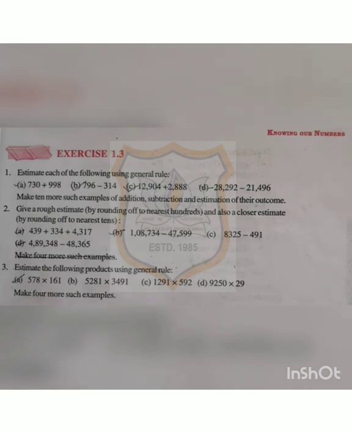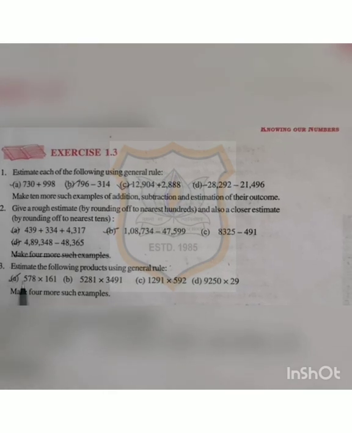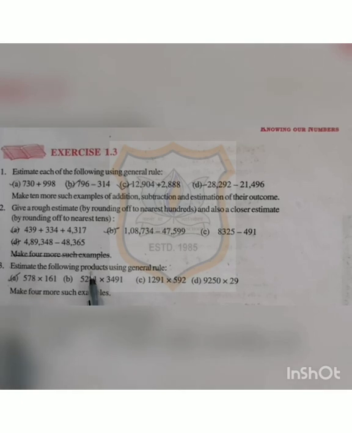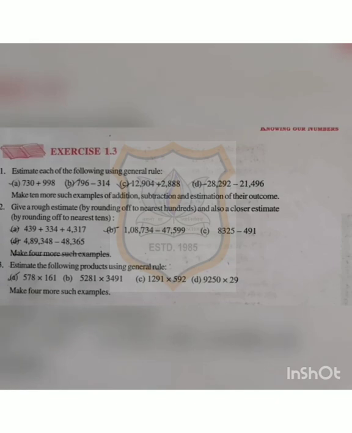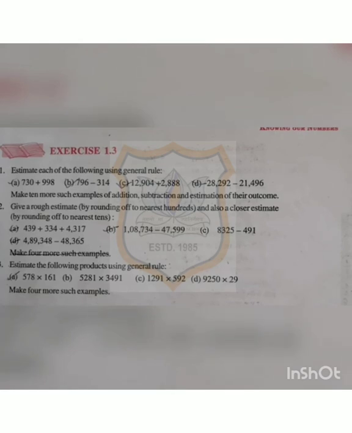Now students, we move to our next question, that is question number 3. Estimate the following products using general rule. Products means we have to find out the answer by multiplying the numbers. We have to estimate the answer by following general rule. General rule means we have to find out the estimated value of the numbers given below. We have to round off the numbers to tens, hundreds and thousands, which I have explained to you in my previous video.